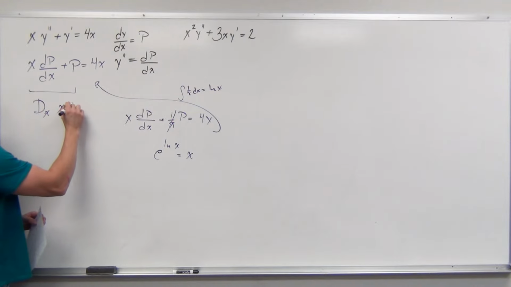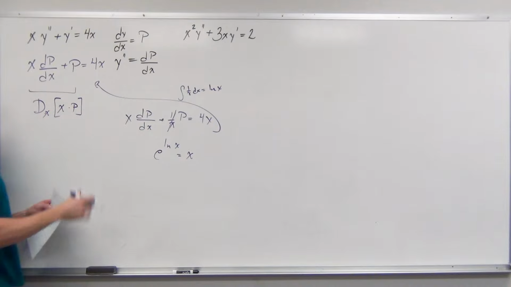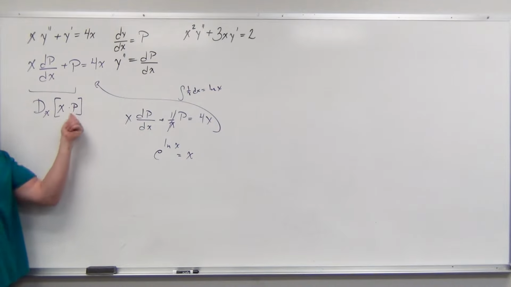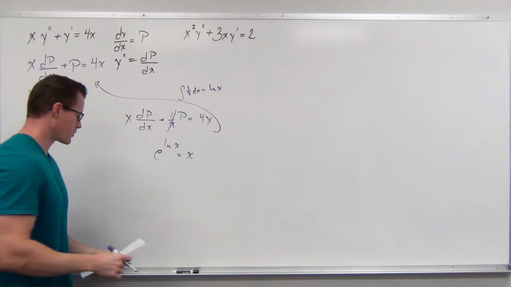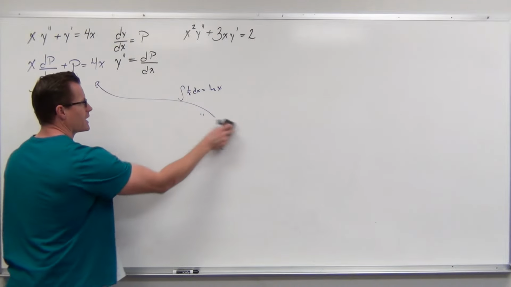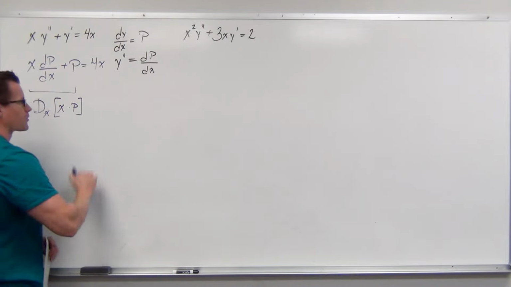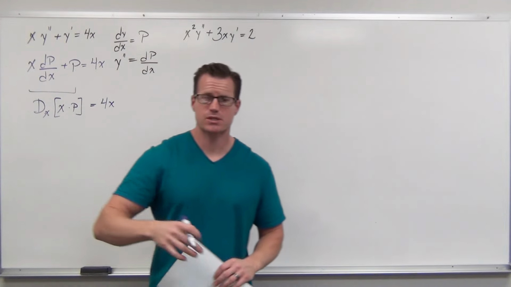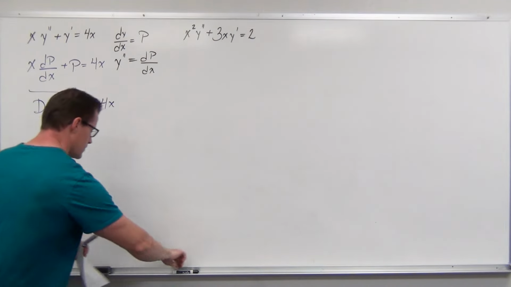x and p. Notice, leave the first alone, derivative of the second. Derivative of the first, leave the second alone. That's it. That's the result of a product rule. Very cool. On the right-hand side, we just have 4x. It's ready for us. All we've got to do is take an integral on both sides with respect to x. We're going to do that now.